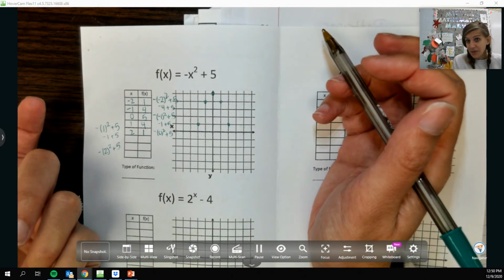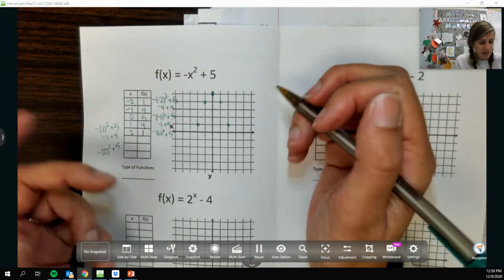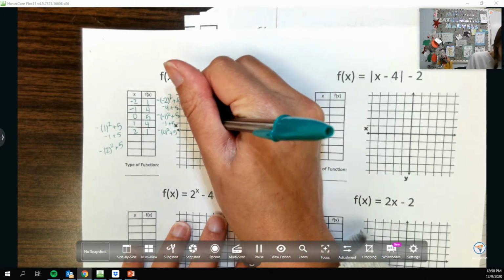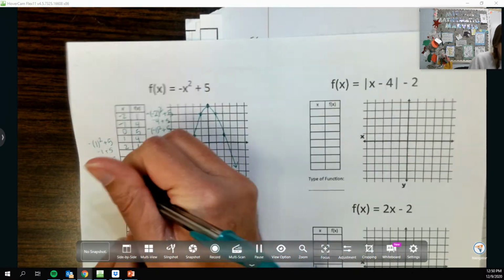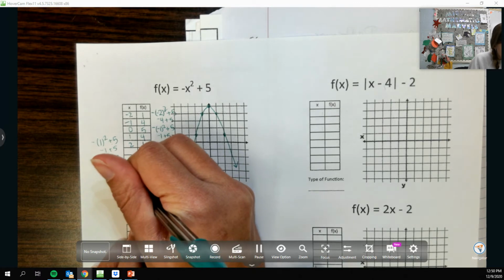And it would continue forever because like I could have picked other x values. So like this would have continued going down that way, and this would have continued going down that way. But it's not linear.